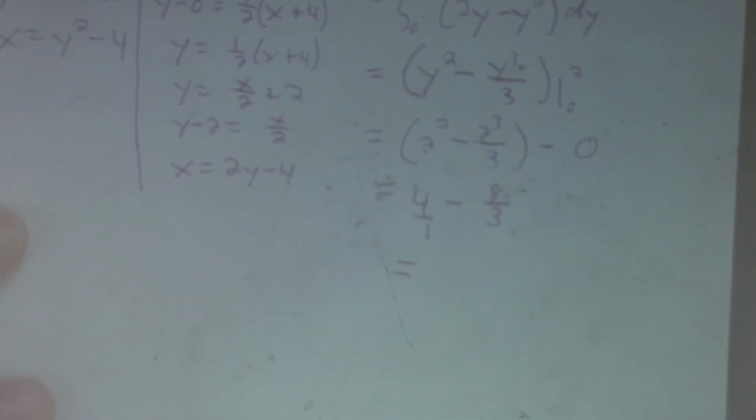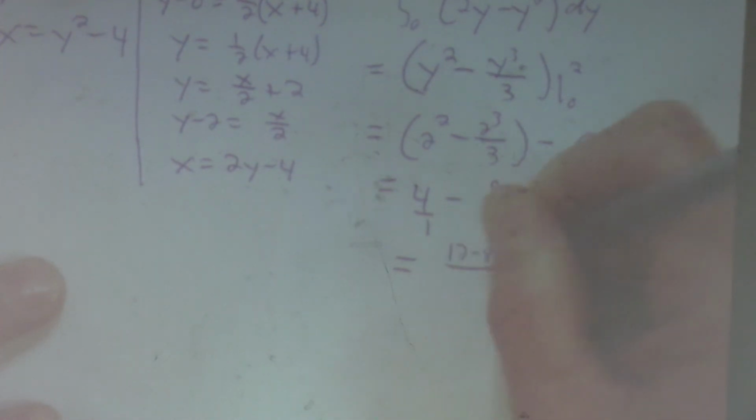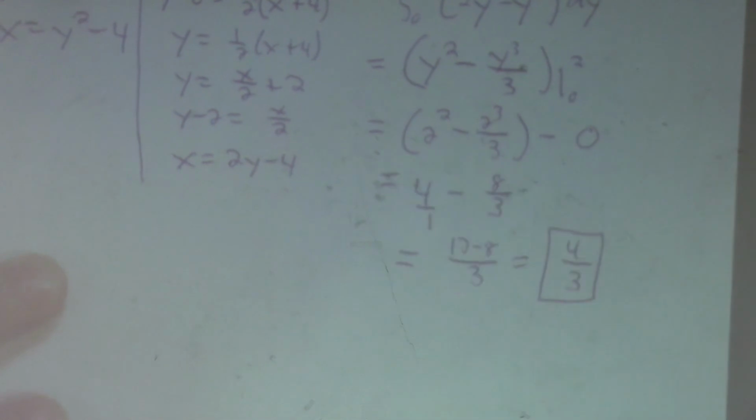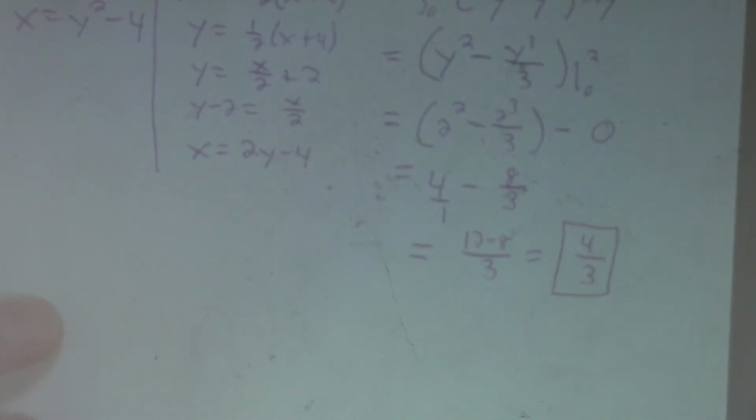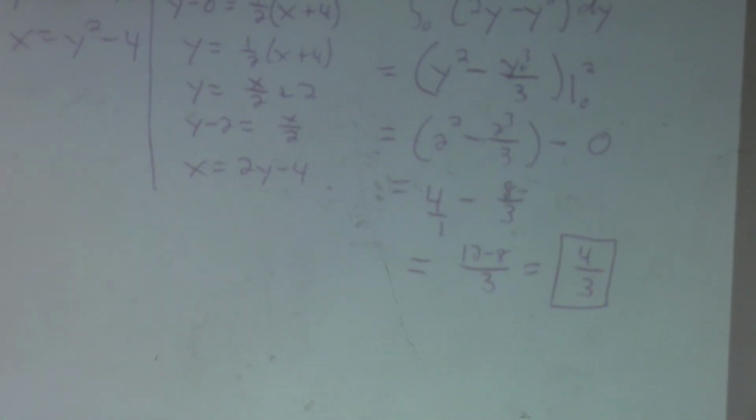Move up a little bit here, make sure I'm still on the screen. So I have 4 over 1 minus 8 over 3. That would be 12 minus 8 over 3 if we butterfly. So we get a final answer. The area between the curves is 4/3. Okay, so that's the only problem on note card 73, area with respect to y.